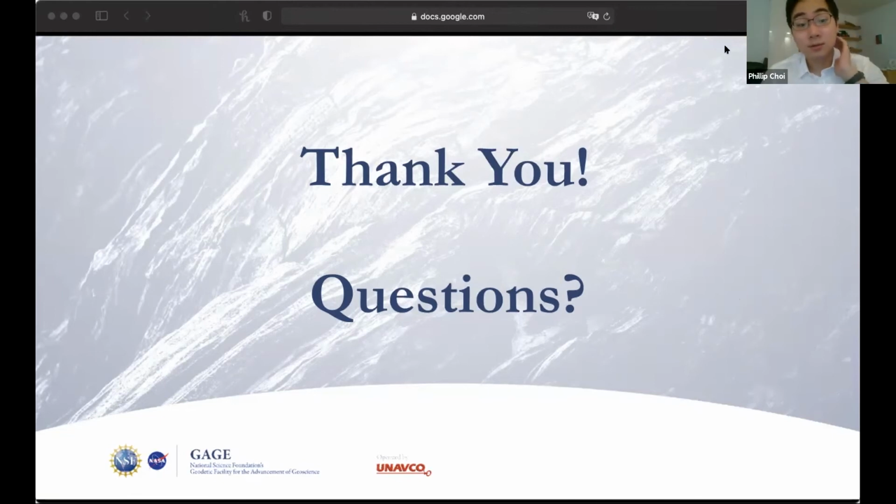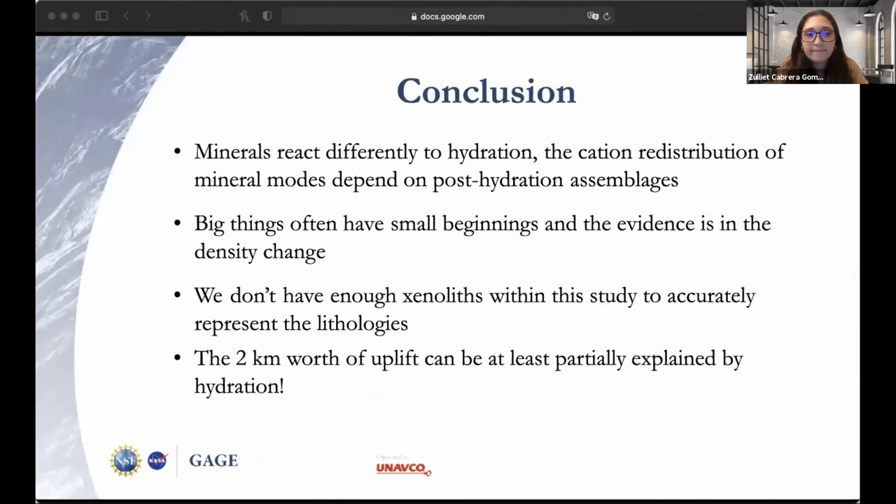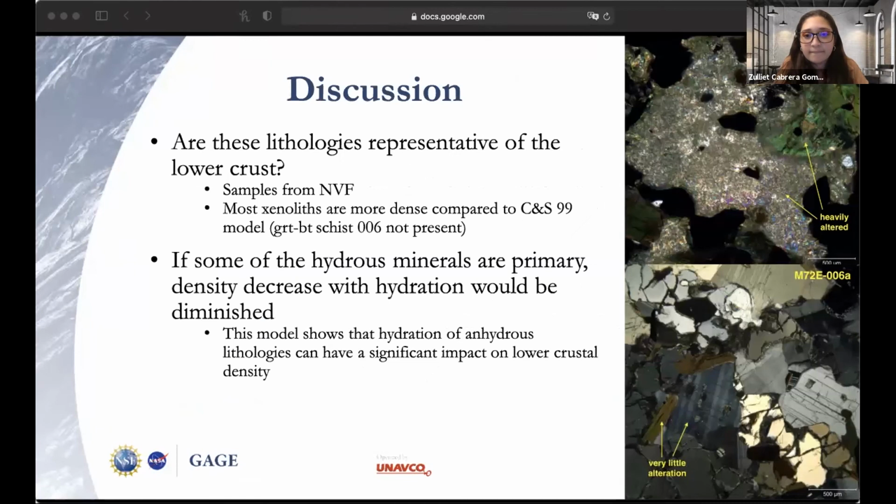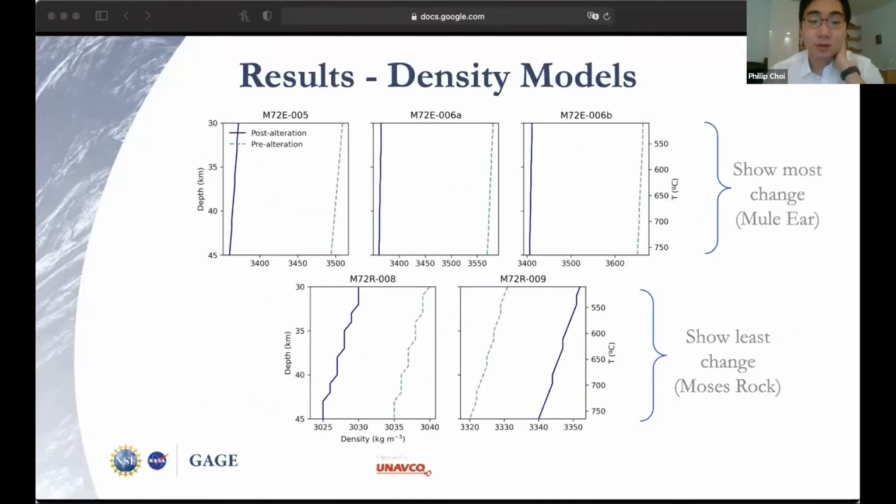Zulliet, I have a question. Can you go back to the slide with the densities? The plots where you show densities before and after hydration. Here. Can you explain maybe why the bottom right one is the only one that has higher density post alteration?